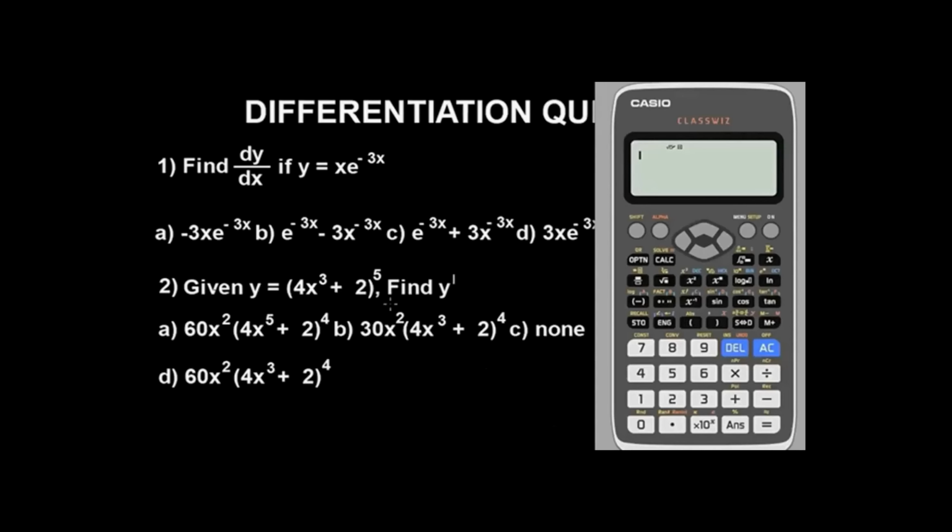Okay, so the questions I have here, I have 2 questions, just 2 questions. After solving these 2 questions with you, I guarantee you that you'll be able to solve any first derivative question with the Casio calculator, especially with the fx-991ES. Okay guys, now the first question I have here says find dy over dx if y equals x exponential raised to power minus 3x.